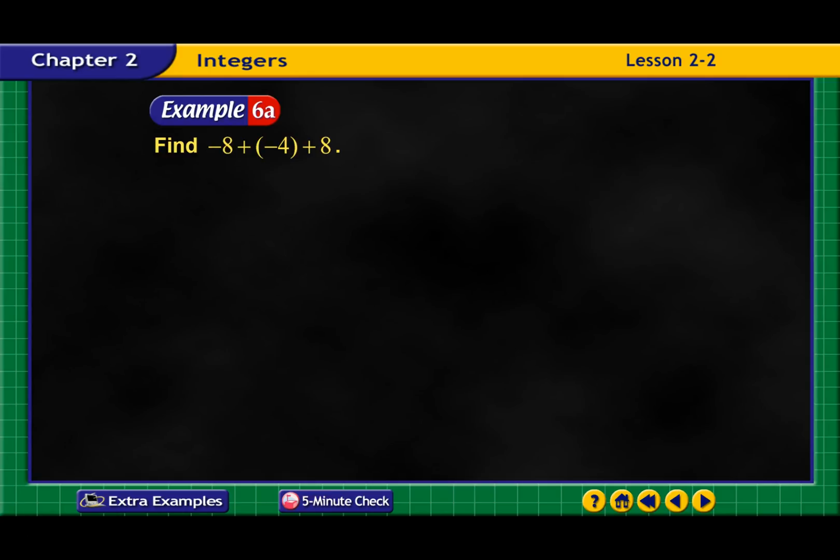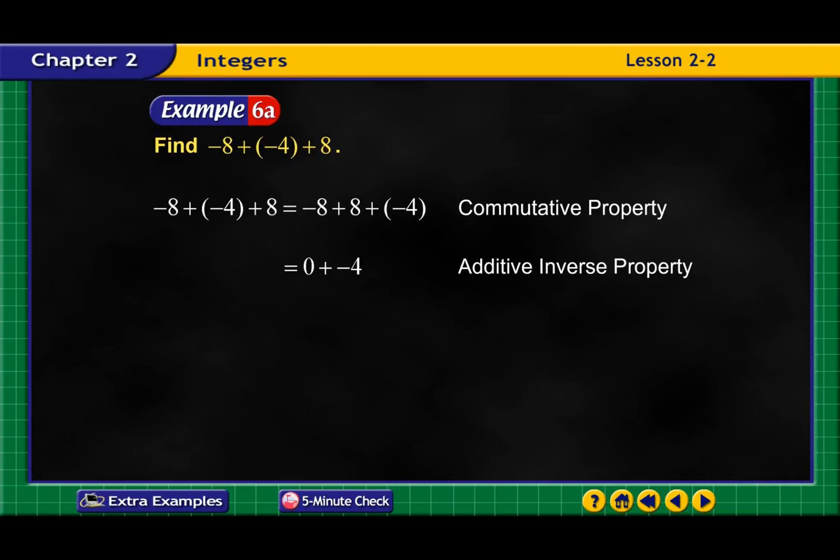All right. Negative 8 plus a negative 4 plus 8. So first we're going to do the commutative property. So we're just going to reorganize them. So we put negative 8 and 8 together and negative 4 out by itself. Well, that property we learned earlier said if it's an additive inverse or if it's its opposite, they cancel. So these two cancel each other out. So they come out to 0. So then it's going to be negative 4 is all I have left.